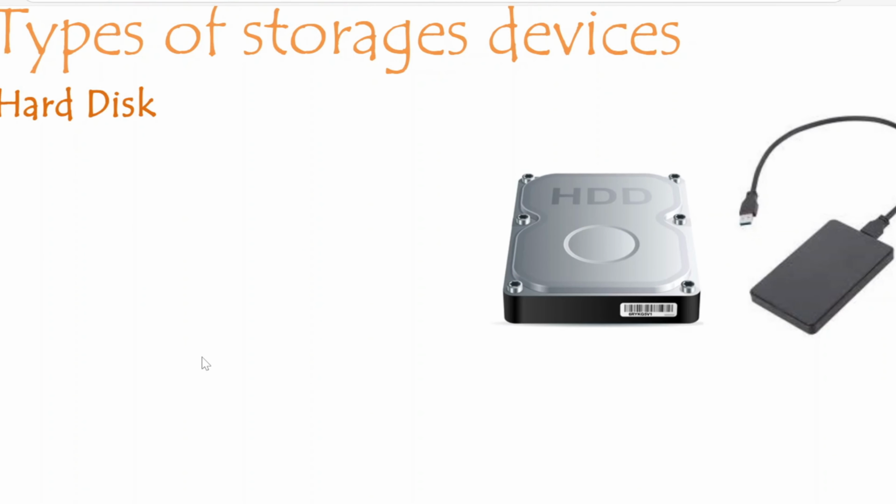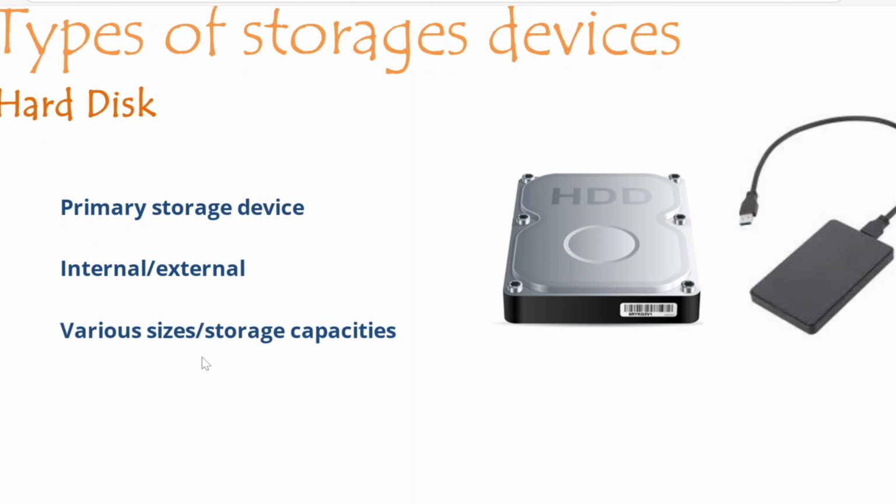A hard disk is the primary storage device in a computer. It is made up of rapidly rotating disks that are covered with a magnetic material. Hard disks are of two types, internal and external. Hard disks come in various sizes and storage capacities.